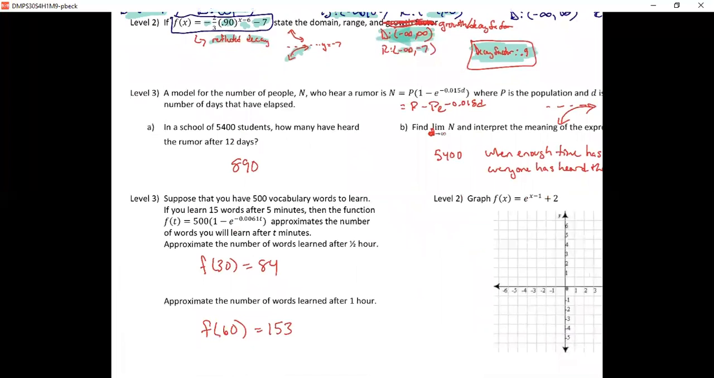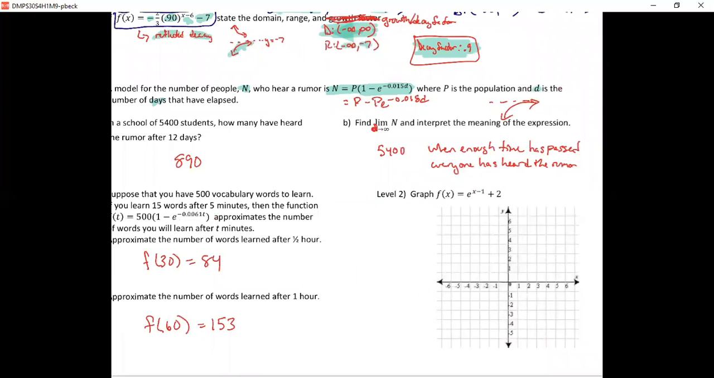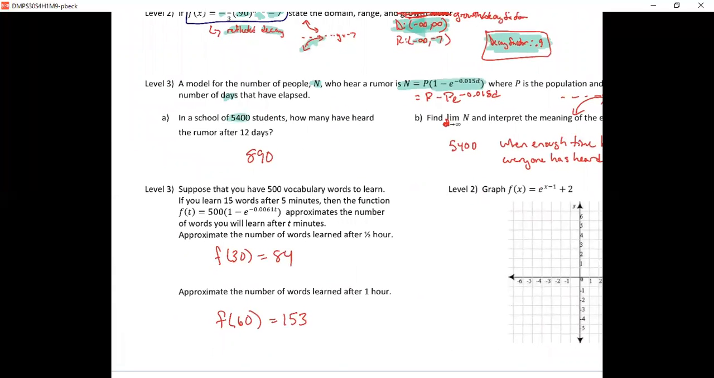This next problem, I have a real life situation where I have rumors that grow based on the number of people that we have, n. The rumor will grow based off of whatever the initial population is and how many days have elapsed. That's what d represents. So in a school of 5,400, the number of people who hear a rumor would be 5,400 times 1 minus e to the negative 0.015 times 12 days. So when we do that, we get 890.